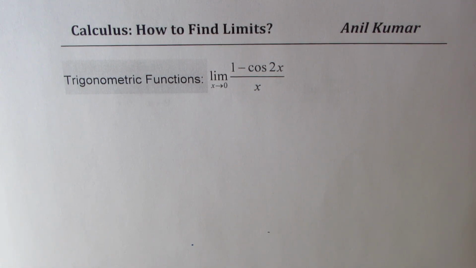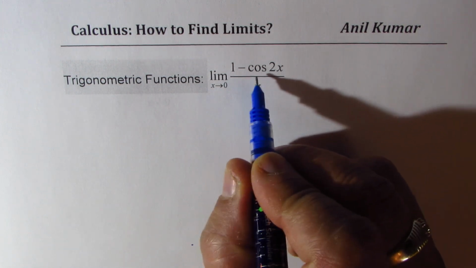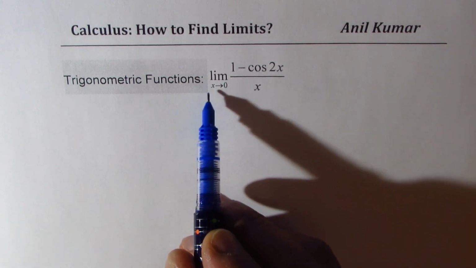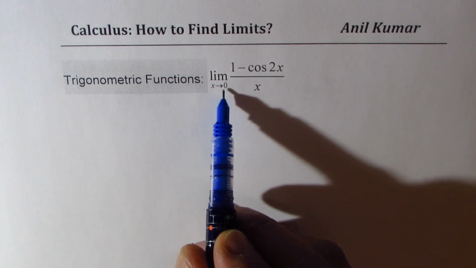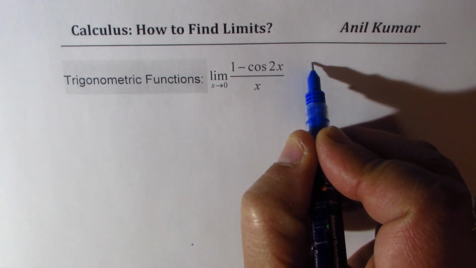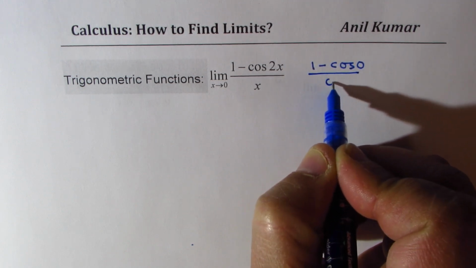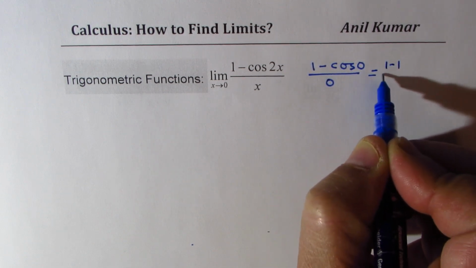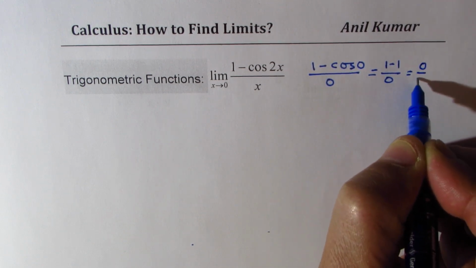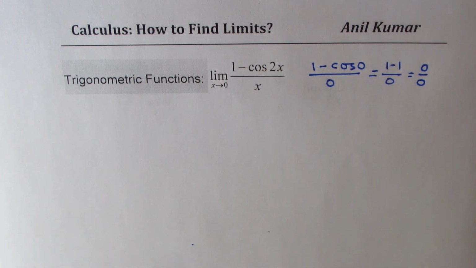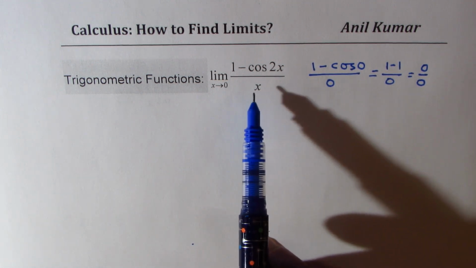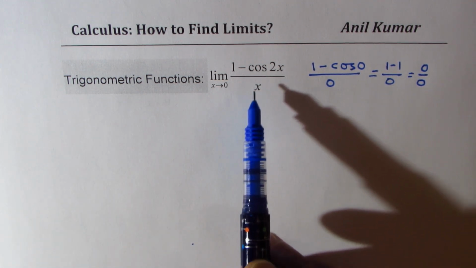How do we find limit of trigonometric functions? Well, you have to remember the basic formulas to solve these questions. So we have 1 minus cos 2x over x. We need to find limit when x approaches 0. Now if I substitute 0 here, what do I get? I get 1 minus cos of 0 over 0, which is 1 minus 1 over 0, which is of the form 0 over 0. It is the indeterminate quotient form, so we need a very special treatment to solve such questions. Now let's see how to solve it.